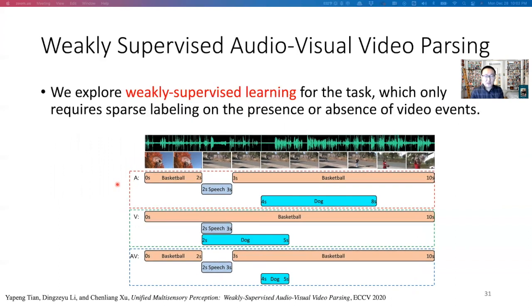However, learning a fully supervised audiovisual video parsing model requires densely annotated event modality and category labels with corresponding event onsets and offsets, which makes the labeling process extremely expensive and time-consuming. To avoid the tedious labeling, we explore weakly supervised learning for the task, which only requires sparse labeling on the presence or absence of video events. The weak labels are easier to annotate and can be gathered at a large scale from web videos.